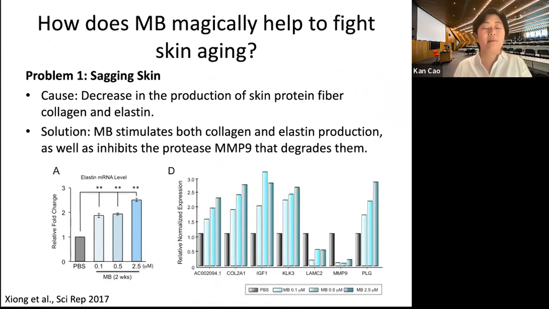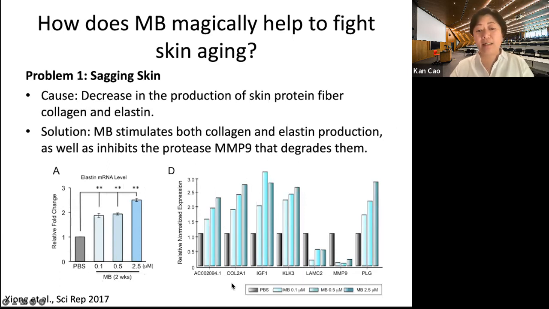The first common problem we have with our skin during the aging process is sagging skin. The reason for sagging skin is the decrease of the skin protein fibers, for example, collagen or elastin. In our study, we found methylene blue can stimulate both collagen and elastin production. This figure shows that after 2 weeks of methylene blue treatment, we see a doubling of the elastin production. And here is the data for collagen.